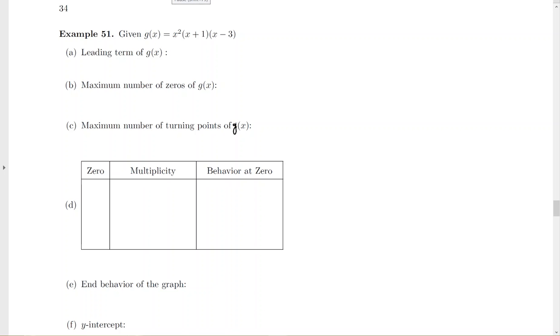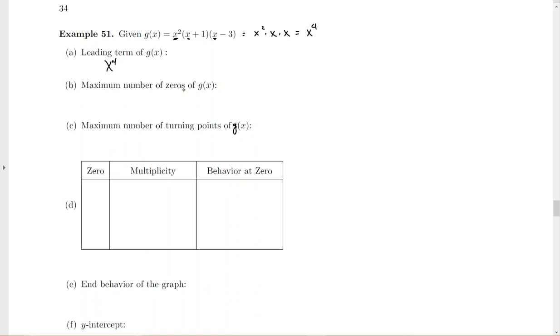The polynomial g of x, we want to know what the leading term of it is. And again, since it's not multiplied out, we're going to multiply it out, sort of. We're not going to fully FOIL the thing out, but just multiply out the leading terms in each of the factors. So if I multiplied an x squared times an x to the 1 times an x to the 1, the biggest powered term is going to be 1x to the 4th. And that's going to be my leading term.